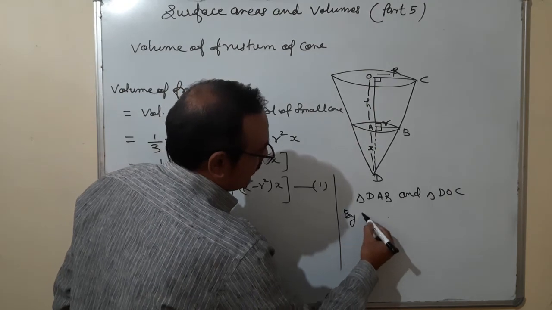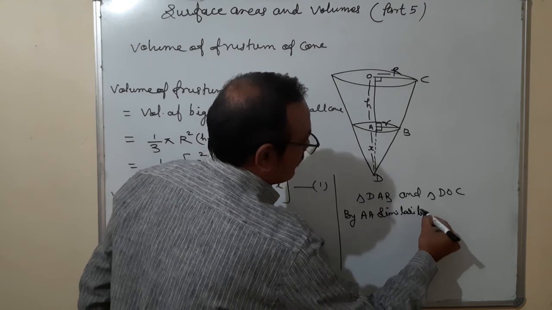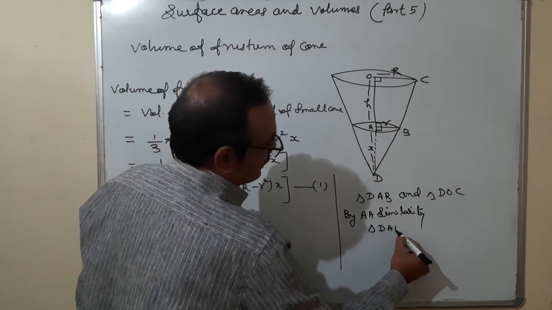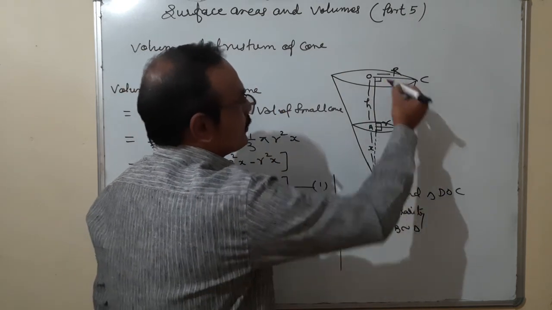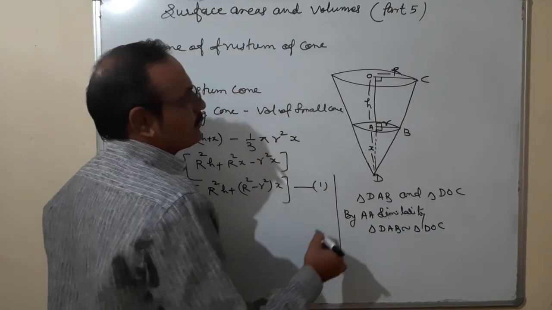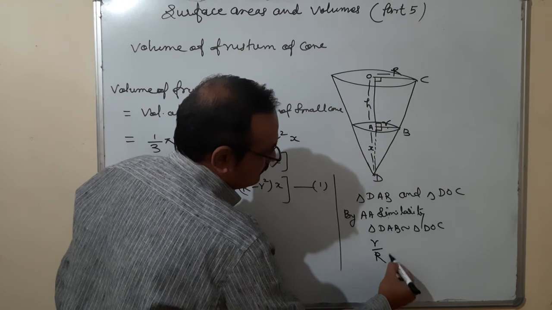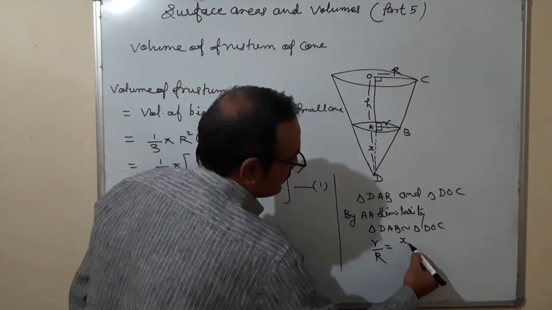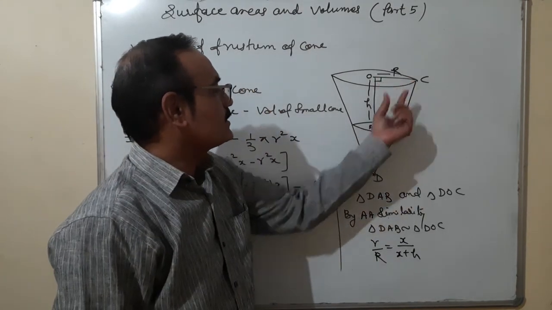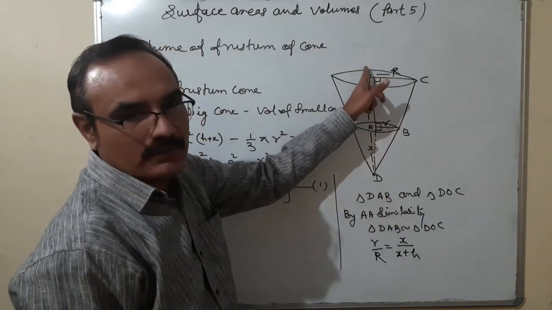By angle similarity, triangle DAB is similar to triangle DOC, and if two triangles are similar, then their sides are in the same ratio. So I write their sides in the same ratio. Small r upon capital R is equal to this side x upon x plus h. Is that okay? This upon this, so small r upon capital R is equal to x upon x plus h.